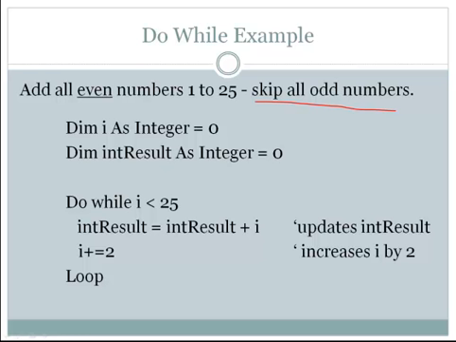Then I have a loop that says do while I is less than 25. And then int result is equal to int result plus I. That is going to be my accumulator that's going to hold my answer. And then because I want every other number, I'm going to increment I by 2. So it's going to go 0, because that's where I started, 0, 2, 4, 6, 8, 10, and all the way up until it gets to the point where it's going to evaluate I as less than 25. So when I becomes 26, then it's no longer true and it will fall out of the loop.